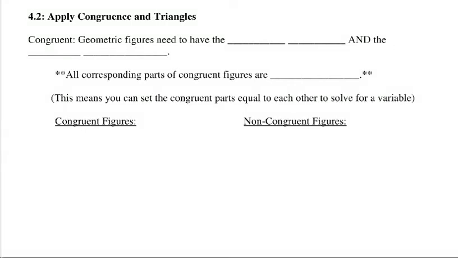In this video, we're going to talk about 4.2, which is applying congruence to triangles. It's basically if we have two triangles or two figures that are congruent, we can line up the different sides and angles that will also be congruent. So congruent just means that geometric figures need to have the same size and the same shape. And we know that all corresponding parts of congruent figures are congruent. This means that if we already know that two figures are congruent, we can line up all the different angles and sides that will also be congruent.